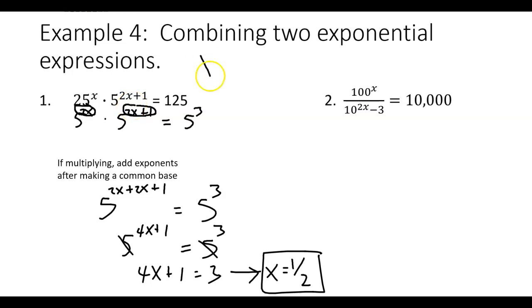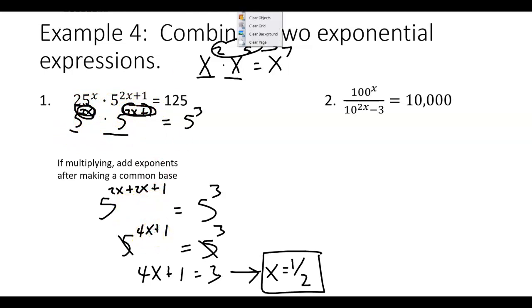You guys know the rule x squared times x to the fifth. What would that be? Well, you would add their exponents, right? So anytime the bases match, you can add their exponents up to get a bigger exponent. So 2 plus 5 is 7. Same thing here. Since these bases are the same, you can add this exponent to this exponent, and when you do that, you get 4x plus 1.